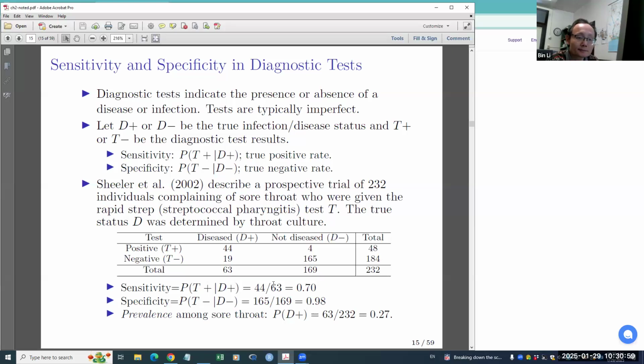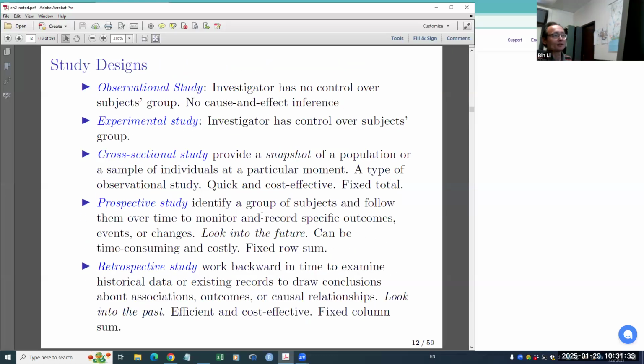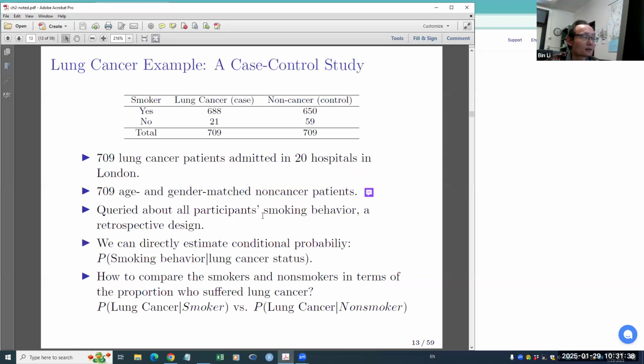Okay, let's start class. I think we stopped here from last time. So we started to talk about the contingency tables. We introduced the probability structures, conditional probability, marginals, and the joint probabilities. And we also talked about some different sampling designs and the study designs, right?